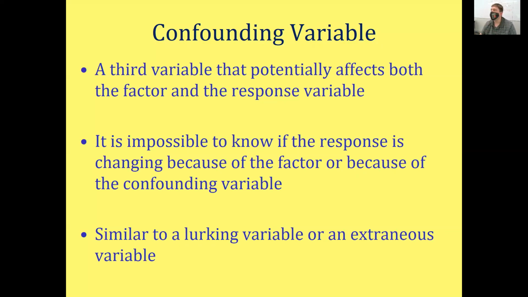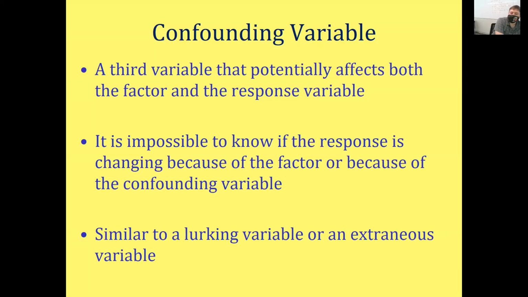Because you don't know what the actual variable is, you have to find ways to either distribute it equally across everything or eliminate it altogether. So this is why sometimes it takes forever to get medicines approved for the public, because if you don't answer all these questions first, then a confounding variable is in there causing havoc to your otherwise well-designed experiment.